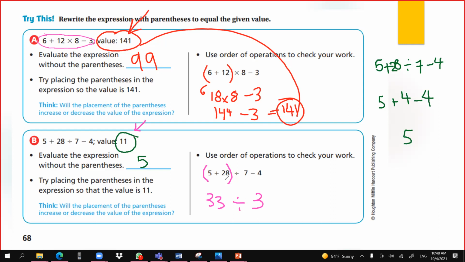But here, what do we have? We have divide by 7 minus 4. And when you follow the order of operations, we first divide by 7. So how can I now divide by 3? If I put these two parentheses now, I will say 7 minus 4 is 3. So it will be 33 divided by 3. Now, when you solve more examples, you will get the idea.